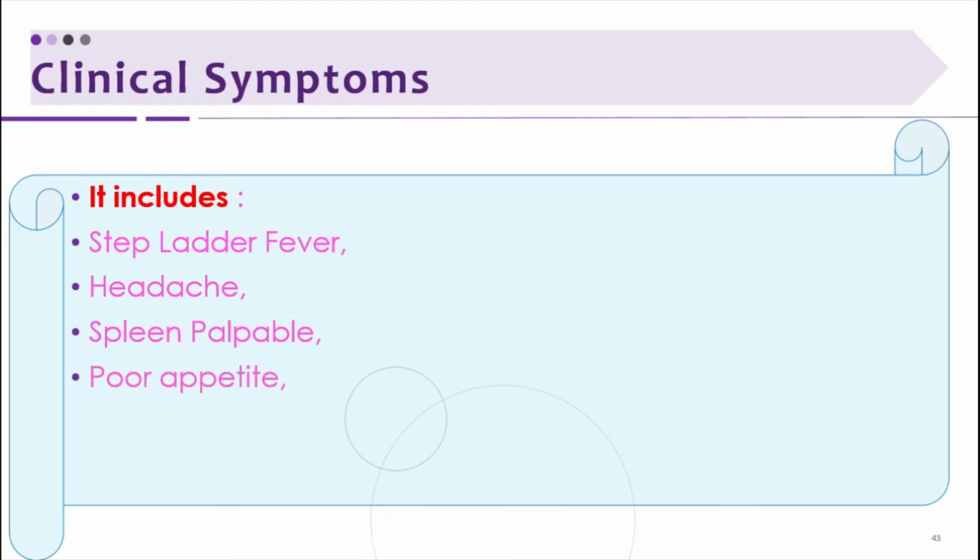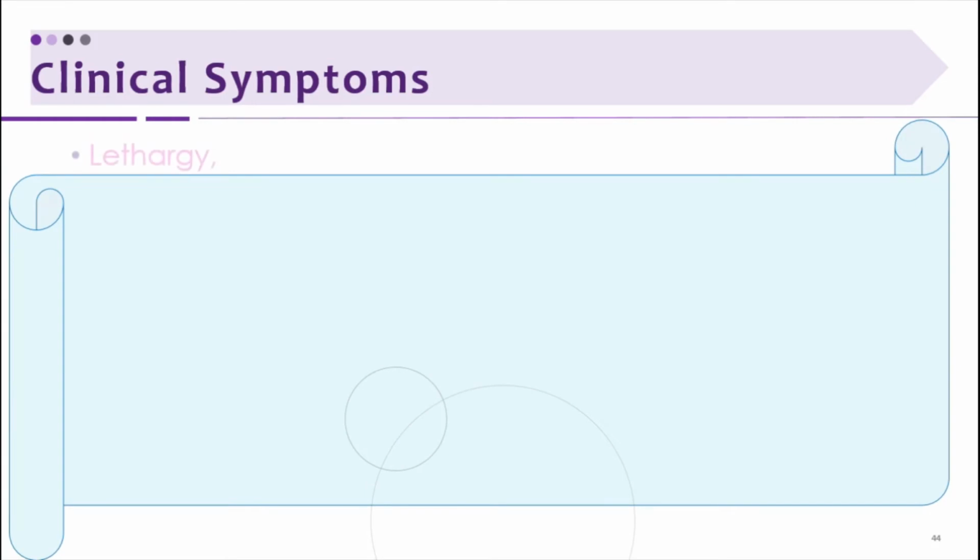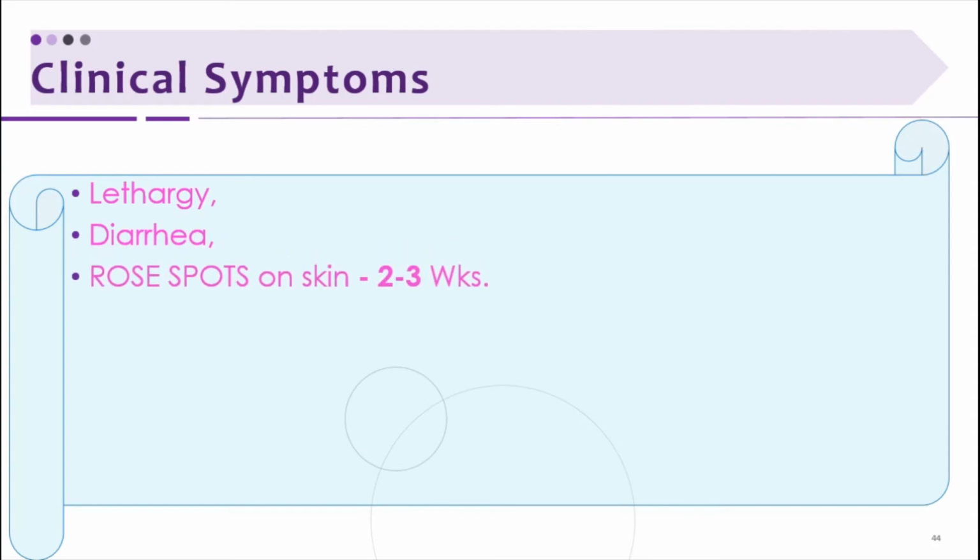Then there is a poor appetite. You can say there is a complete loss of the appetite which is seen in the patient suffering from this illness. There are generalized aches and pains which are commonly seen in the patient of the enteric fever, while the other symptoms also include lethargy, then diarrhea also occurs, and there are characteristic rose spots which are seen on the skin.